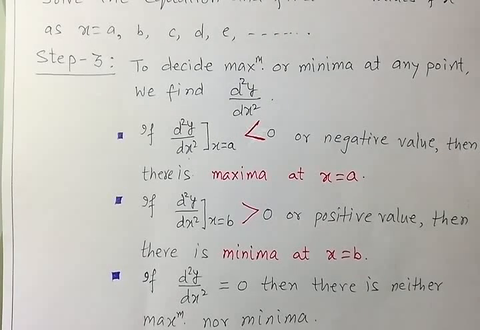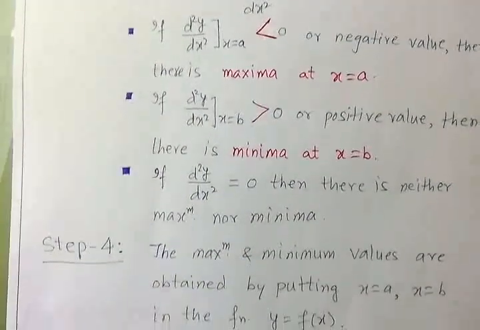I have just illustrated this point. When d2y by dx square is equal to 0, then there is neither maxima nor minima.